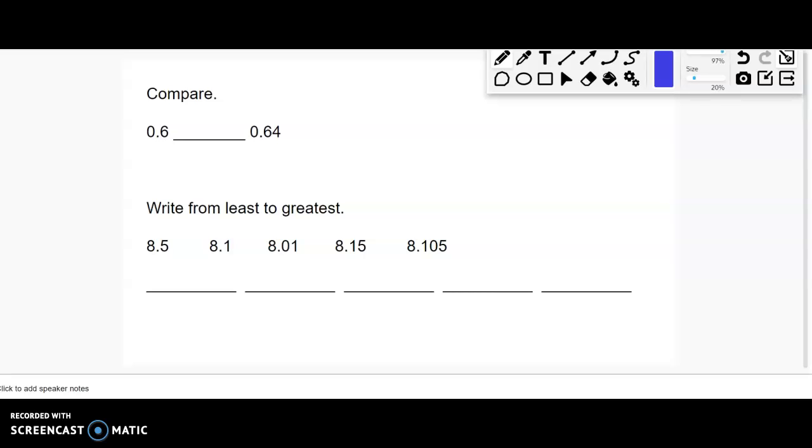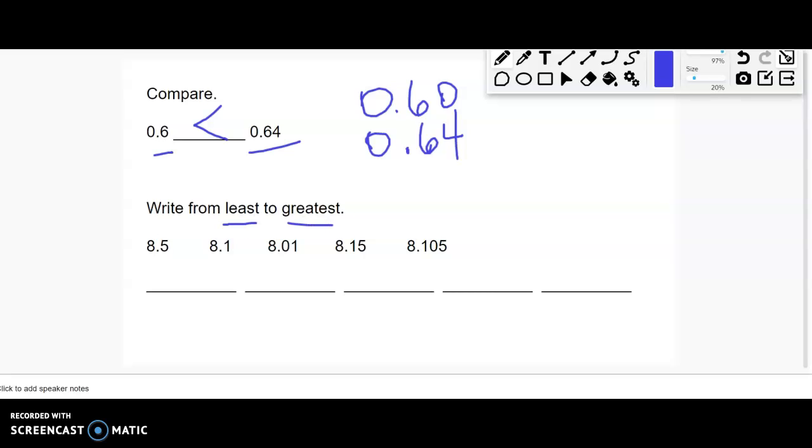Now, if I were to compare 6/10 and 64 hundredths, either you might know by looking at it, or we can again think, okay, I'm going to write them on top of each other. Add a 0, 60 hundredths versus 64 hundredths. 64 hundredths is definitely bigger, so 6/10 is less than 64 hundredths.